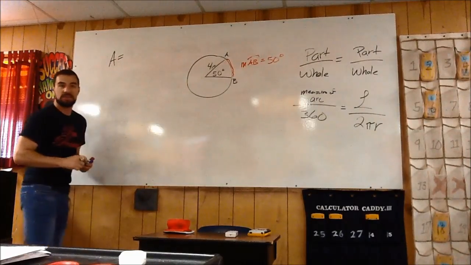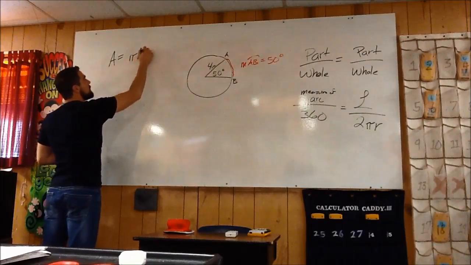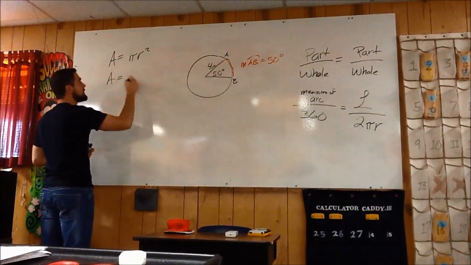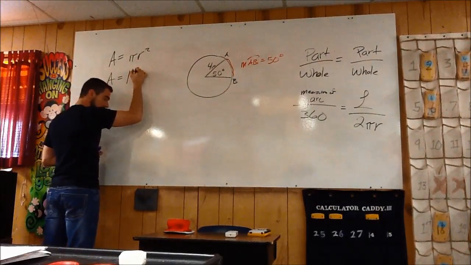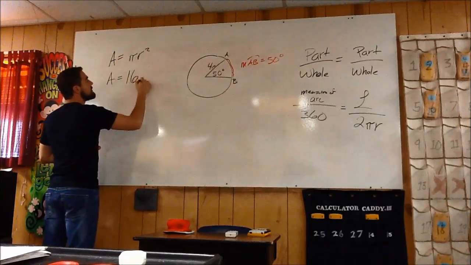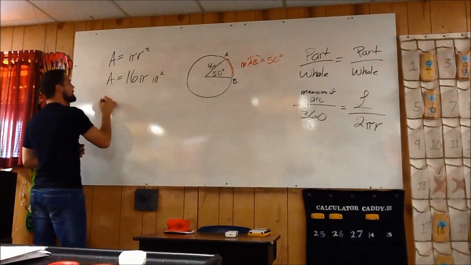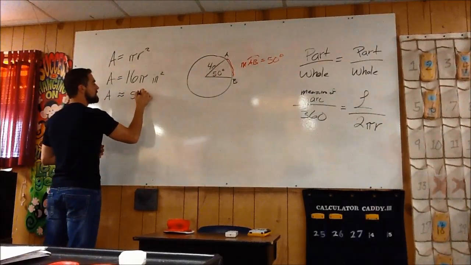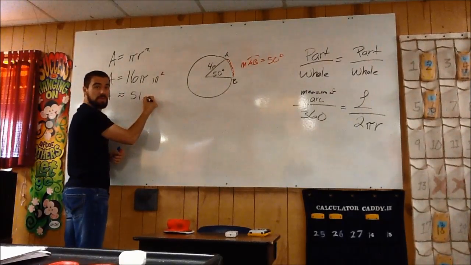How do you find the area of a circle? Pi r squared. What's the exact area of this circle? 16 pi inches squared. And what was that rounded when we got done? What was the rounded answer?